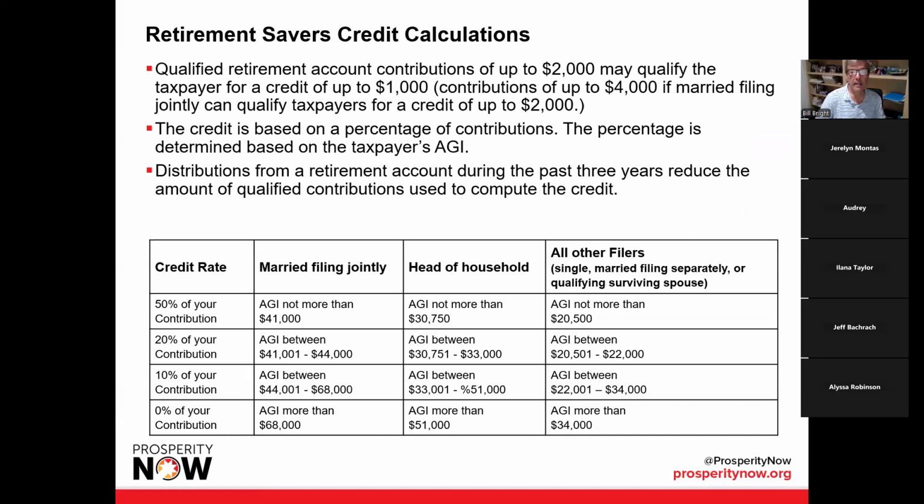Qualified retirement contributions of up to $2,000 may qualify the taxpayer for a credit of up to $1,000. Again, up to twice that if they're married filing jointly. Again, it's based on a percentage of their AGI. Distribution from retirement account during the past 3 years reduced the amount of qualified contributions used to compute the credit. Again, that gets a little more complicated, which we don't really see.